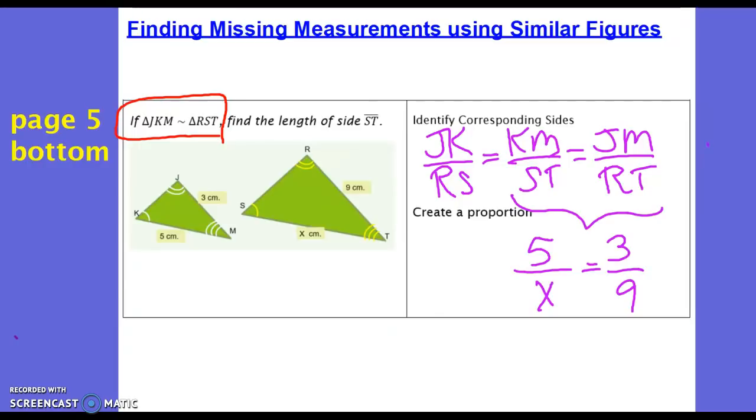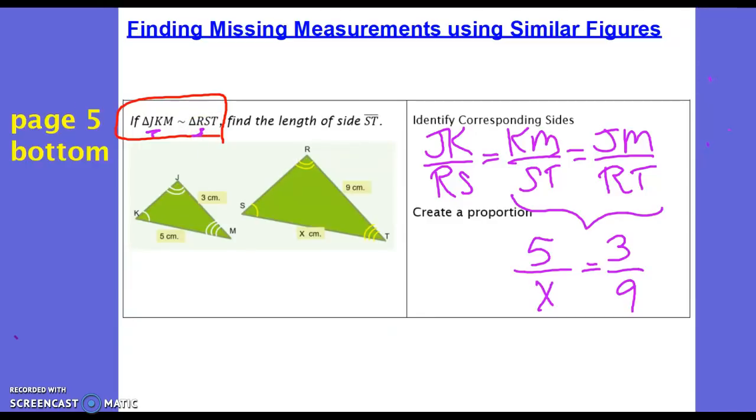Okay, this is what your paper should look like if you've completed the corresponding sides and making a proportion. Notice all I did is I took the order up here and I made my corresponding proportions. JK over RS equals KM over ST equals JM over RT. Again, using the order of how the letters are matching up here.